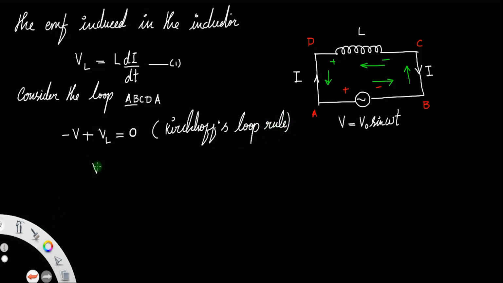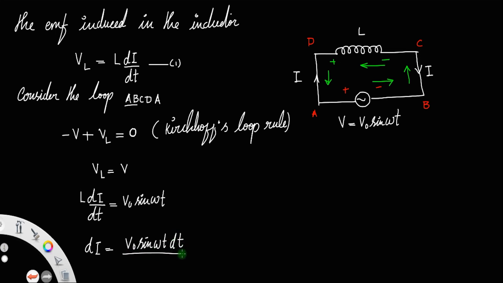Now we have the EMF induced VL is equal to V, and we can substitute the value of VL, that is L di by dt is equal to, we can apply V0 sine omega t here. V0 sine omega t. Now taking L and dt to the right side, we have di is equal to V0 sine omega t dt divided by L. Clear? Now let me erase this.